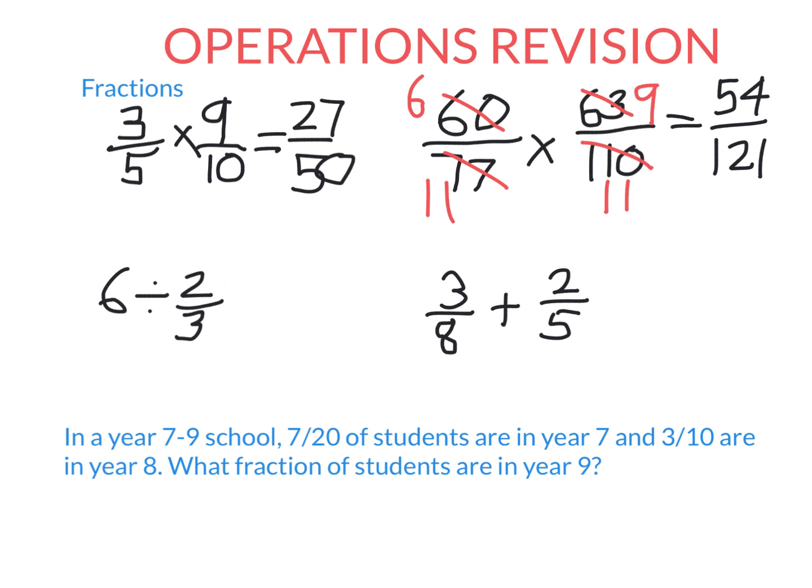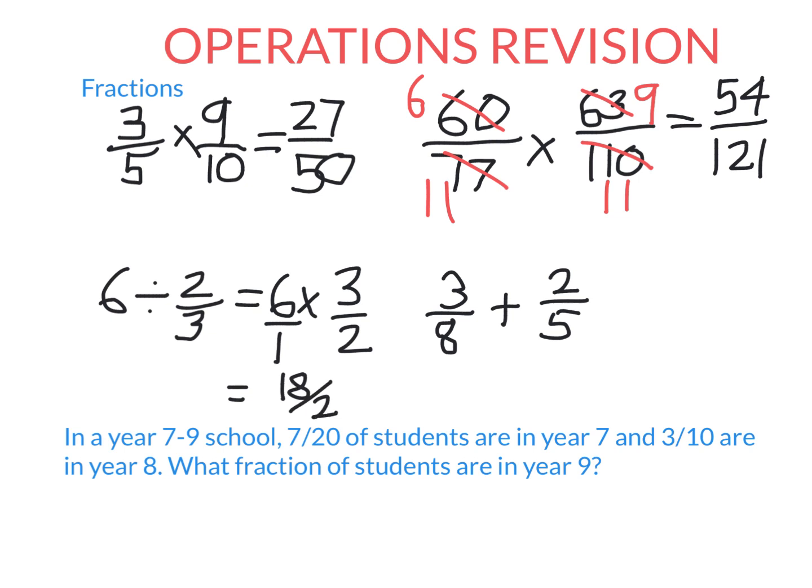So how do we do division with fractions? Well, what we do is we keep the first number the same, we flip the second fraction, switch the numerator and denominator around, and we make it a times. Now, if you're ever multiplying or dividing by a whole number, write its denominator as 1. 6 and 6 over 1 are the same number. So here we have 6 times 3 is 18, 2 times 1 is 2.